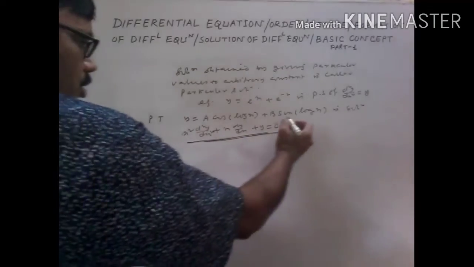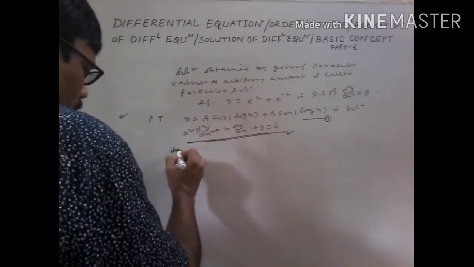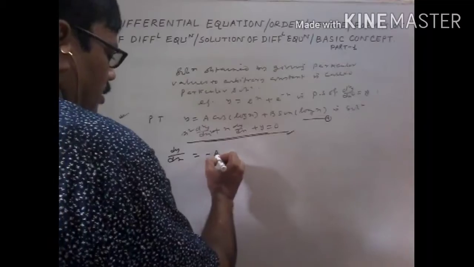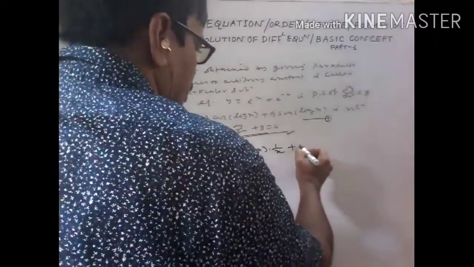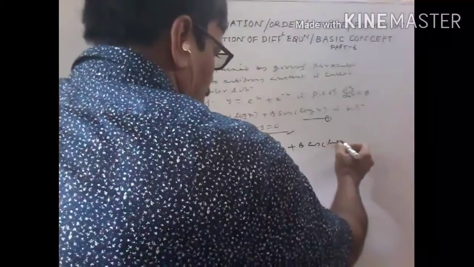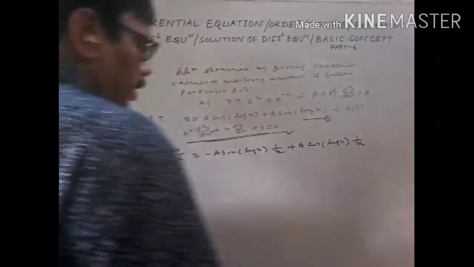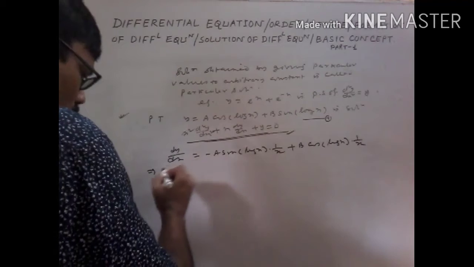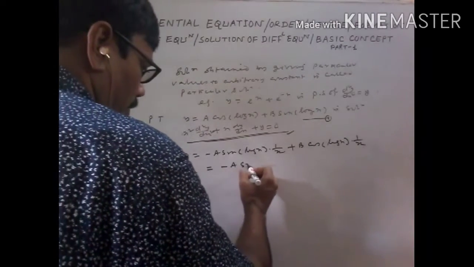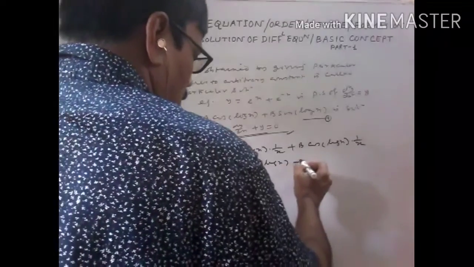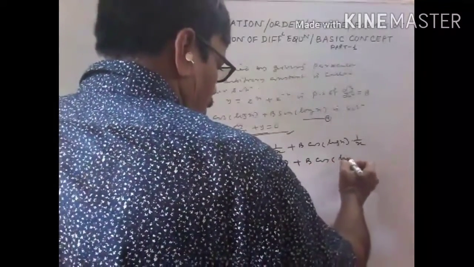So y equals this. Differentiating, dy/dx equals minus a sin log x into 1 by x, and obviously plus b cos log x into 1 by x. To avoid the quotient, we multiply by x: x dy/dx equals minus a sin log x plus b cos log x.